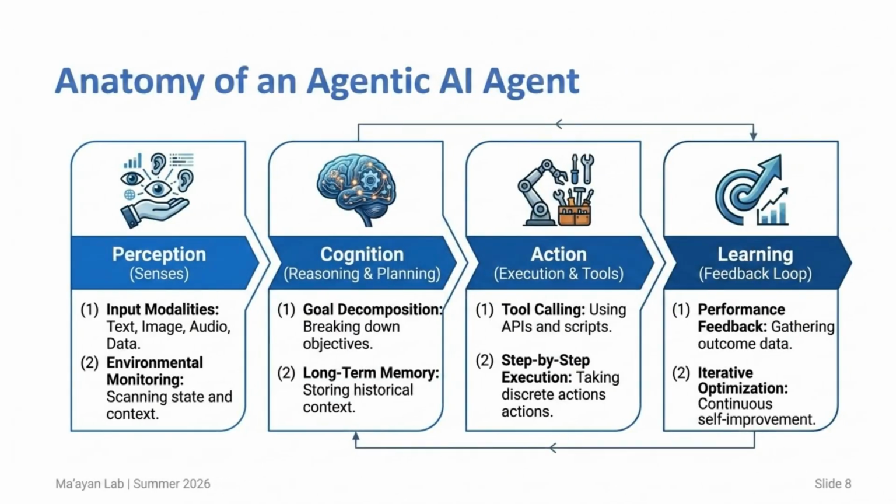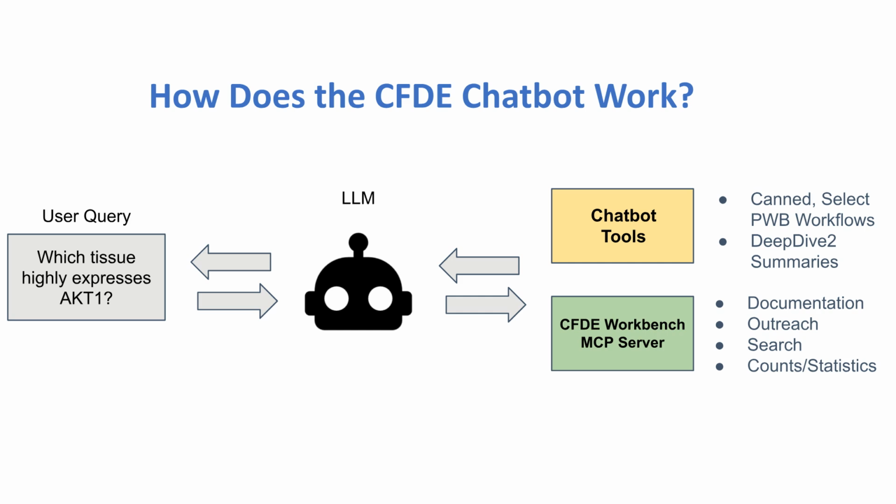The anatomy of an agentic AI includes perception to monitor state, cognition for reasoning and planning, action for tool execution, and learning for iterative self-improvement. The CFDE chatbot functions by taking a user query, processing it through an LLM, and connecting to various tools and the CFDE Workbench MCP server to return relevant information.